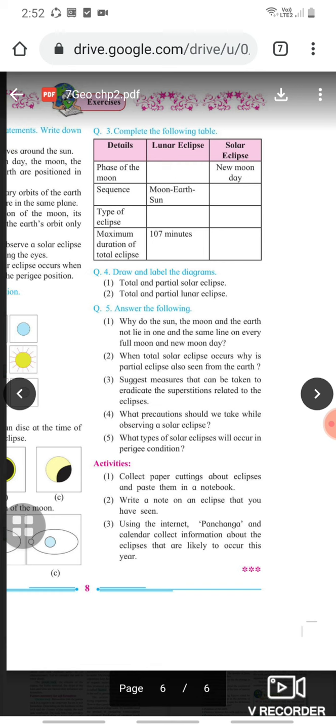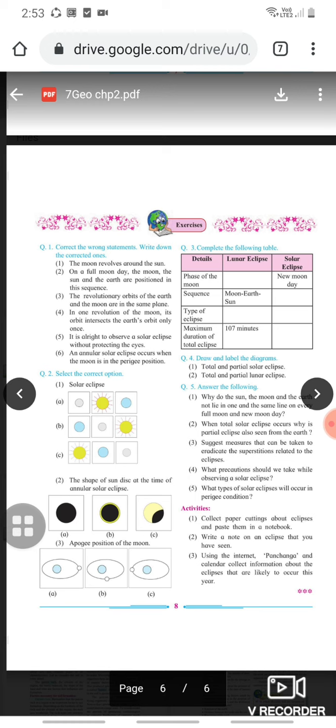Just go through the chapter once or twice or thrice until you understand everything, and try to find out the answers for these exercises. Okay, all the best. Thank you.